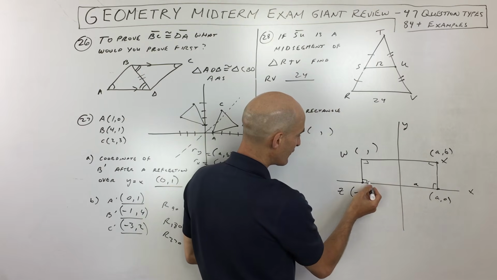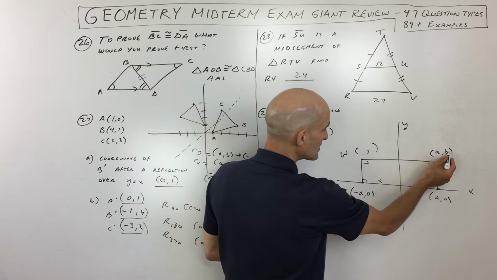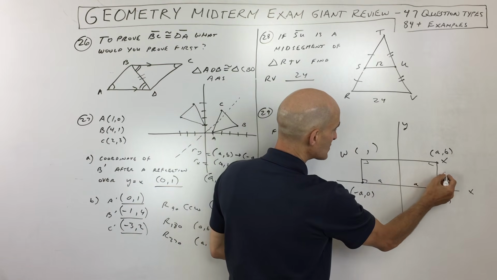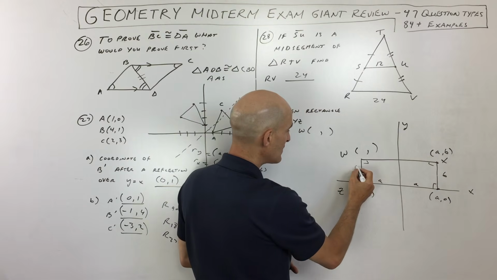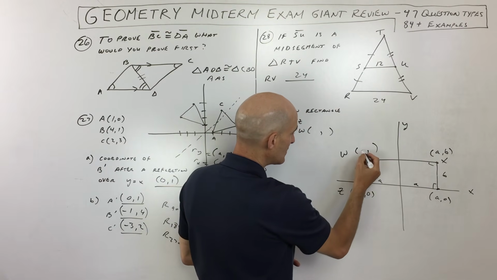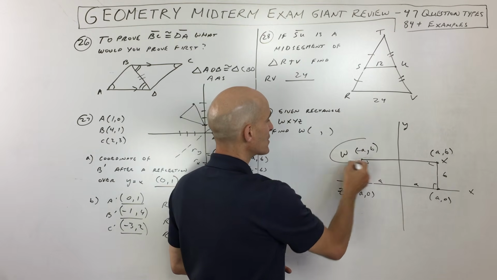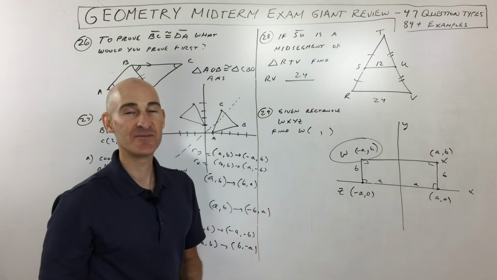Here you're going left A, so this distance is A, but negative because you're going to the left. Here, see this AB, you're going right A, up B, so that means this height of the rectangle is B. That means this would also be B. So to get to this point, we have to go left A, so negative A, up B, that's positive B. So the coordinates of point W would be negative A, B.